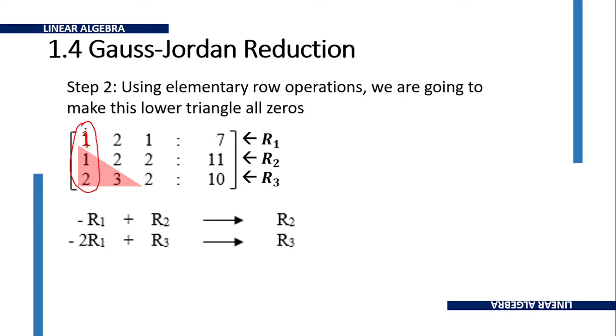Yun doon sa first column. Okay? So, paano natin ito, ganito class. Di ba ito yung ating row 1, row 2, and row 3. Then, ito yung kailangan natin gawing 0. So, paano natin gagawing 0 itong 1 na to? Ito nasa second row. So, mag-iisip tayo ng elementary row operations.